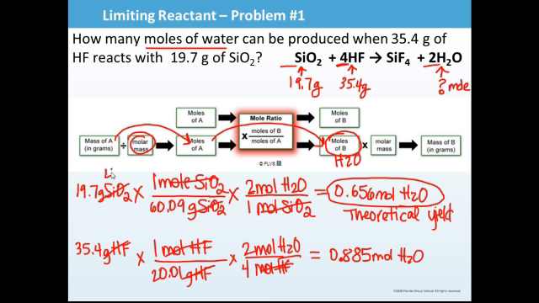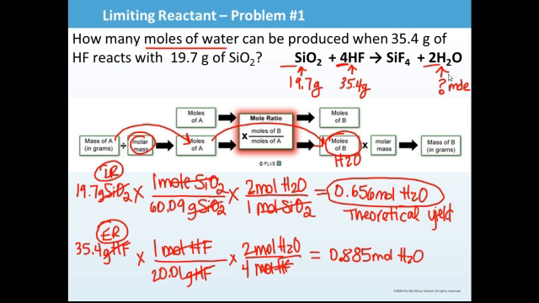Silicon dioxide is my limiting reactant, which means hydrofluoric acid, or hydrogen fluoride, is my excess reactant. Now, what this means is that my hydrofluoric acid could have made 0.885 moles of water. Since it could have made more, that means I'm going to have hydrofluoric acid left over.